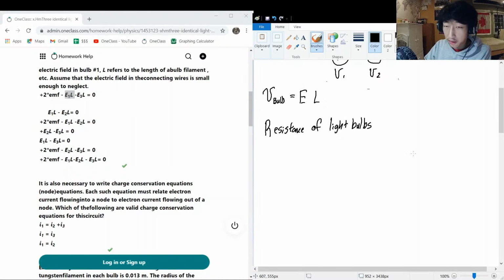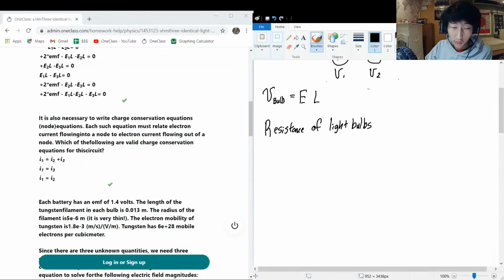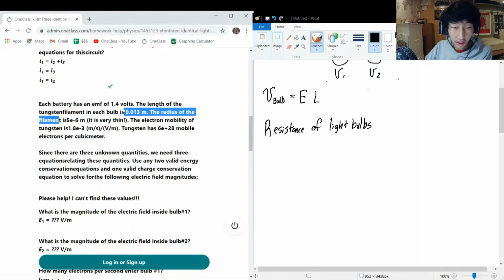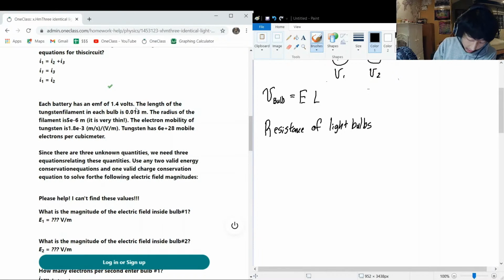Okay, resistance of the light bulbs. So what have we been given here? So far we've been given the length of the filament. Let's call that L, cursive L. This is 0.013 meters. Our radius of the filament, let's call it R, is going to be 5 times 10 to the negative 6 meters.